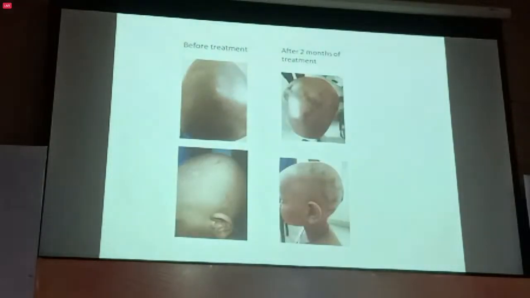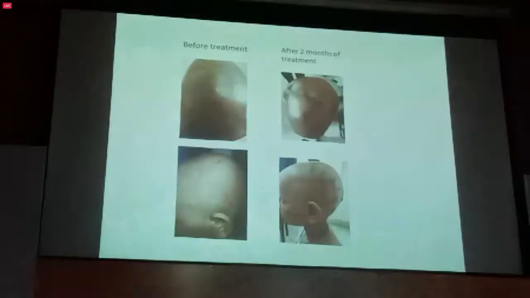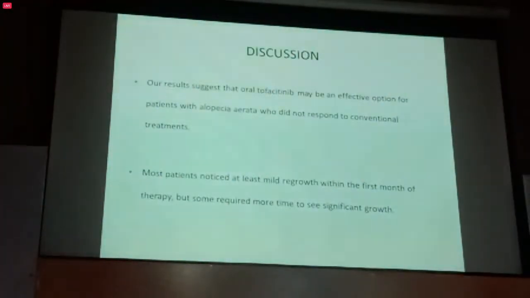This is the child, female patient whom we lost to follow-up. Hence, our results suggest that oral tofacitinib may be an effective option for patients with alopecia areata who did not respond to conventional treatments. Most patients noticed at least mild regrowth within the first month of therapy, but some required more time to see significant growth.